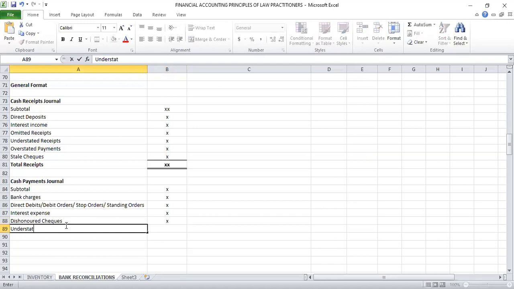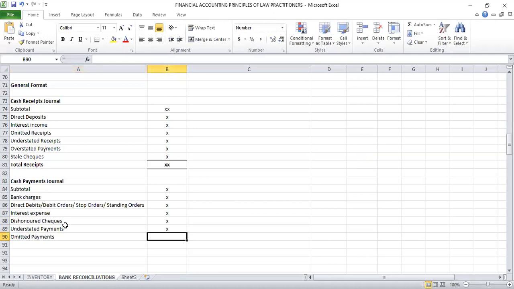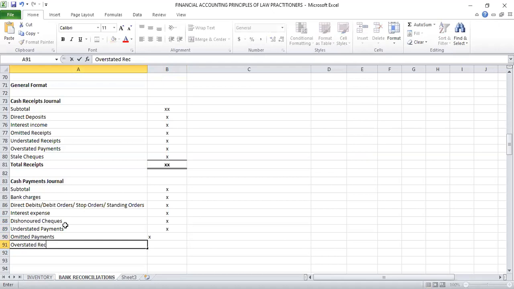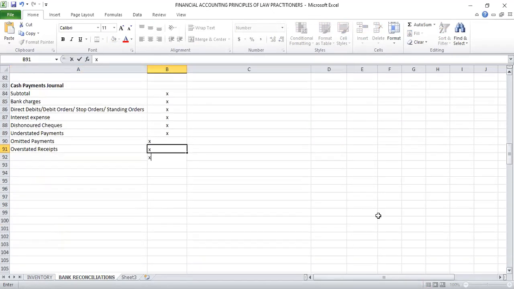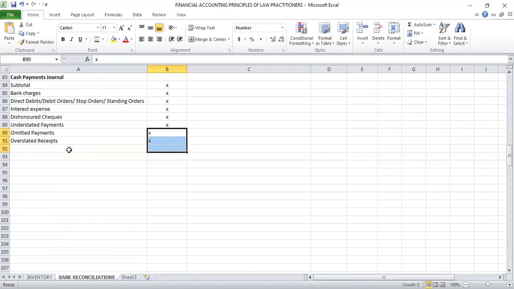Understated payments. If we recorded payments at a lower amount, we would then record the difference. Omitted payments. Overstated receipts.